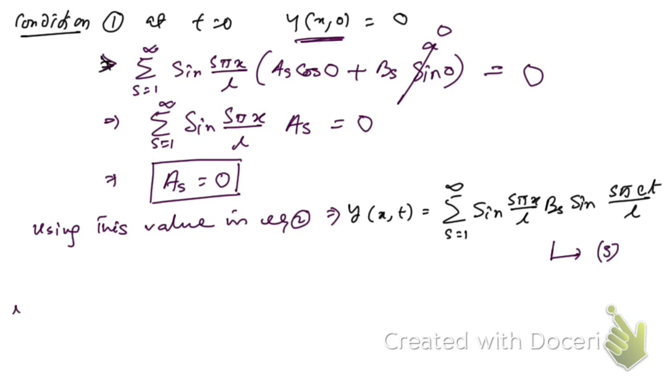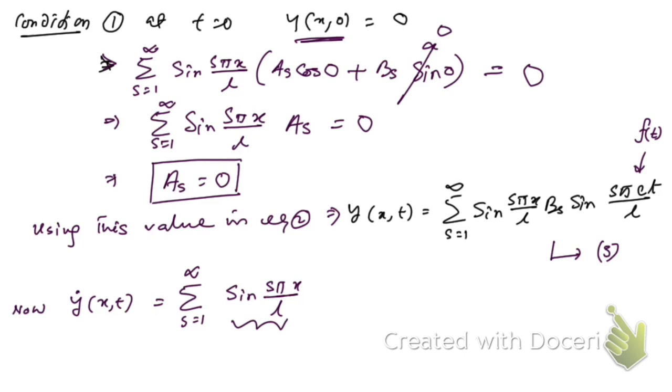Now let me take the velocity, y dot of x comma t. If you differentiate this, here you see this is a function of t, right? If you differentiate with respect to time, then we have summation s is equal to 1 to infinity, and then we're going to get sine s pi x by l. This is not a function of t, so we're going to take this one as constant.